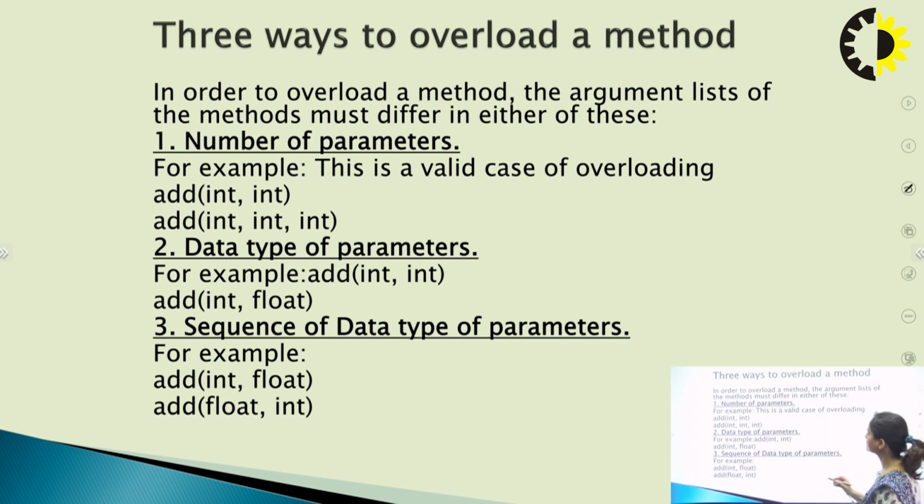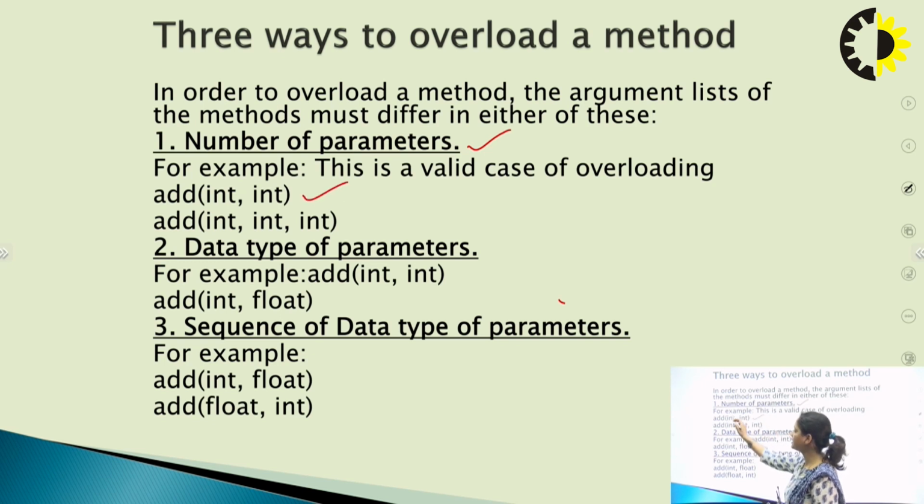The first one is dependency on the number of parameters we use while declaring a method in a class. For example, a valid case of overloading is when we have a method named add with two parameters of data type int and int. Again, we have the same method name in the same class with a three-parameter list: int, int and int. Here, the number of parameters in the two methods is different, but the data types of those parameters are the same and the name of the method is also the same. So that concept is used for method overloading.